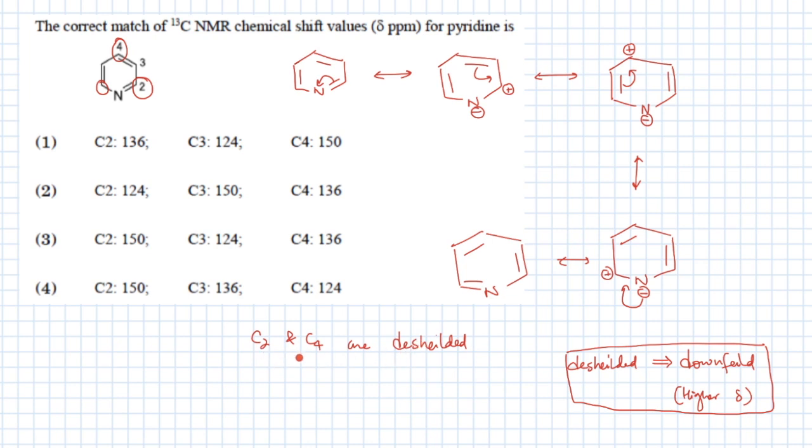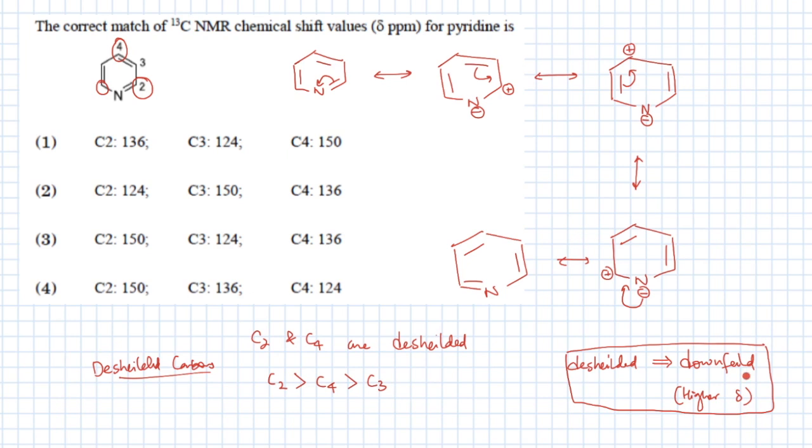Now among both of them, which is going to give you the higher value, C4 or C2? To understand that, we have to look at the electronegative group. In pyridine, the nitrogen is more electronegative, and it is very close to carbon number 2, right? Because of that, it is going to make carbon number 2 more de-shielded compared to carbon number 4. So if I write down the order of de-shielded carbons, C2 will be most de-shielded, then comes C4, and the least de-shielded will be C3, because it does not have any positive charge.